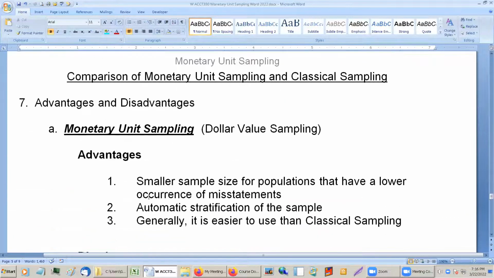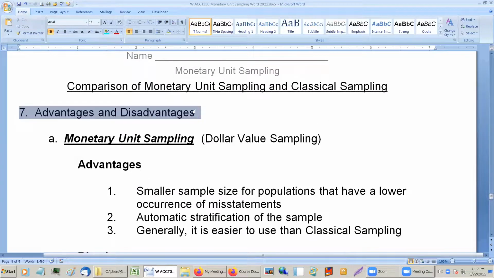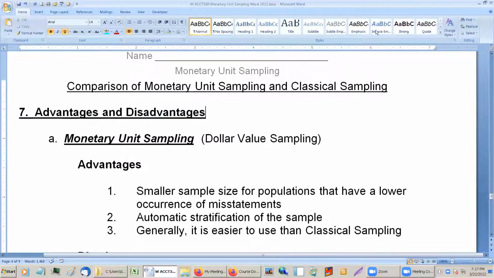And we'll come down here to number 7, the advantages and disadvantages, and just go over them. By the way, this is one of those things that they do test in the multiple choice questions. A lot of times on the CPA exam, they'll ask, what are the advantages of this or that type of method? When should this method be used? Those sorts of questions.